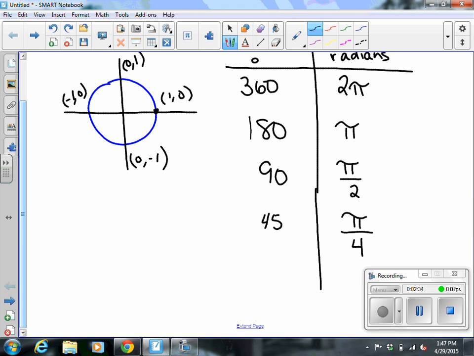Now, something else to note, whether you're in degrees or whether you're in radians, counterclockwise is a positive degree or radian. Clockwise is negative. Okay, this is something you need to remember.